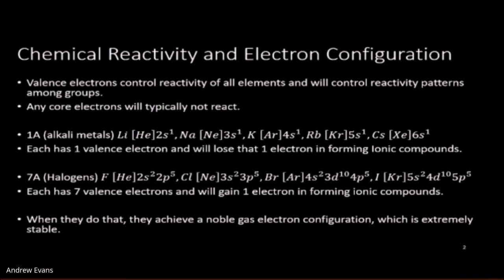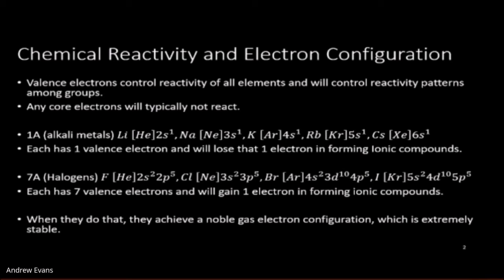So looking at the group 1A alkali metals, lithium has 2s1. Sodium has 3s1. Potassium has 4s1. Rubidium, 5s1. Cesium, 6s1. Each has 1 valence electron to lose. And when it does, it'll lose that 1 electron to form an ionic compound.